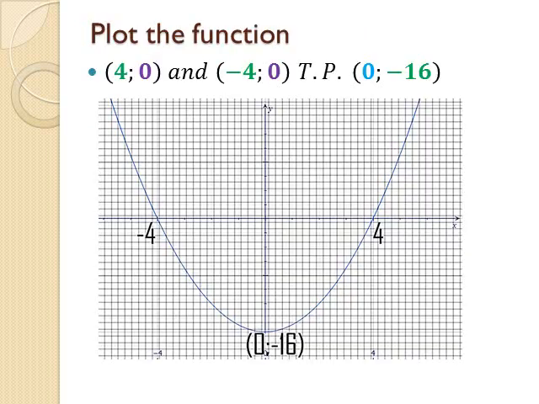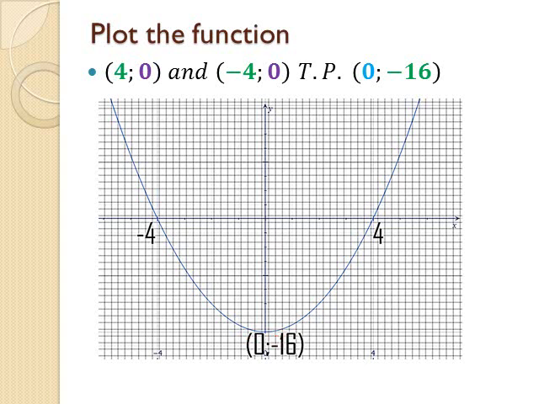So we plot the function, we have (4; 0), (-4; 0), remember there's 0 if you count across, and (0; -16) is the y-intercept and turning point. Right? So when I say minimum turning point, this is the smallest that y will become. And from there it's just increasing in value. Therefore this is a minimum turning point and not a maximum.